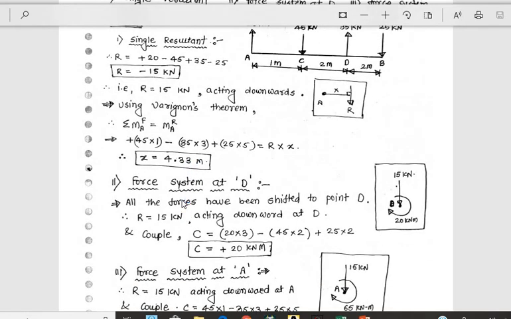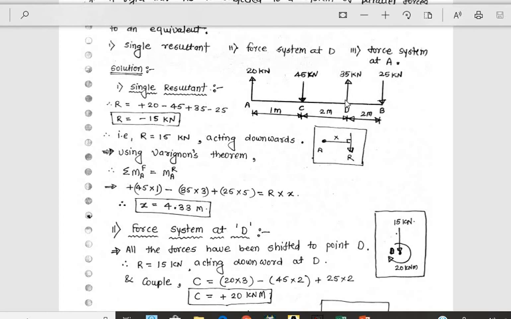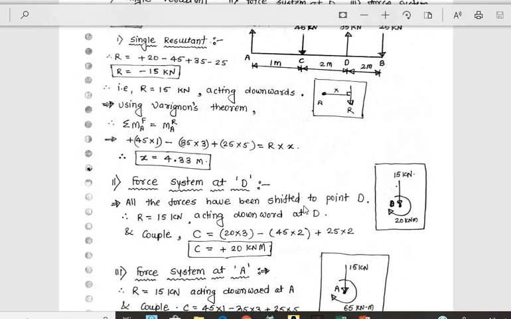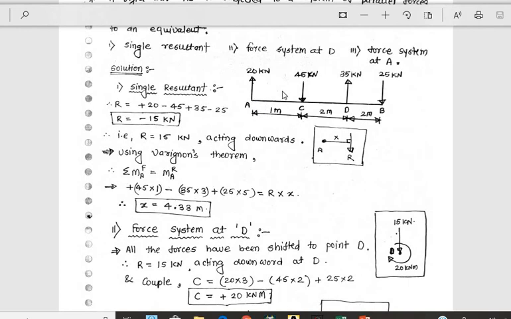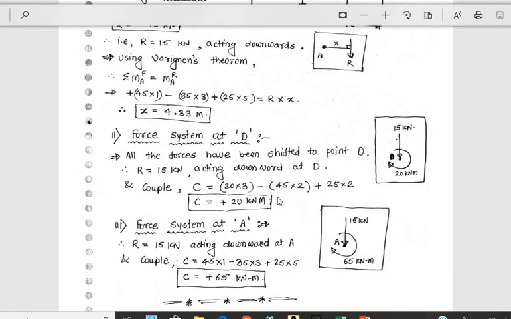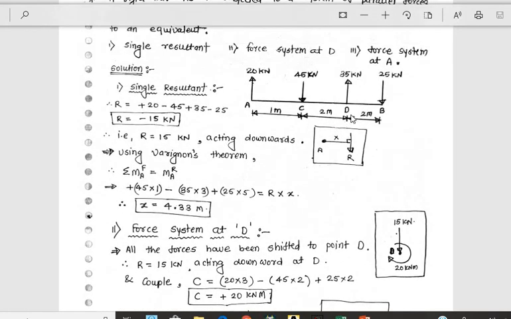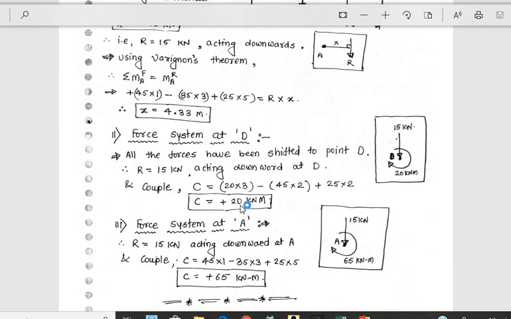Now force system at D means all forces are to be replaced at this point. So all the forces have been shifted to point D. R is equal to 15 kN acting downward at D, and its couple is 20 into 3. How 20? 20 is creating a clockwise couple, and its perpendicular distance to point D is 1 plus 2, 3. Minus 45 into 2, and plus 25 into 2. Therefore couple is coming out to be plus 20 Newton meter. So it means it is a plus clockwise couple.